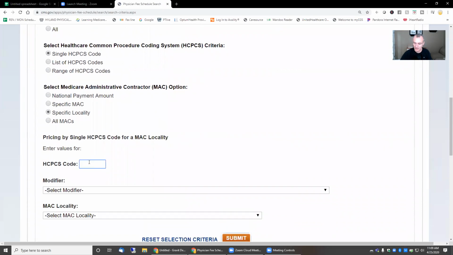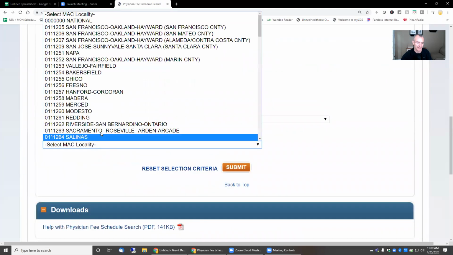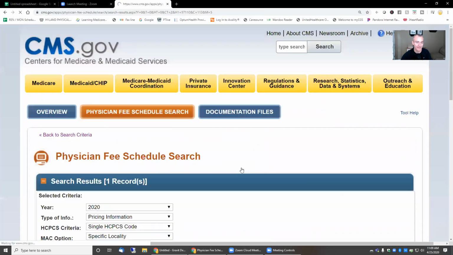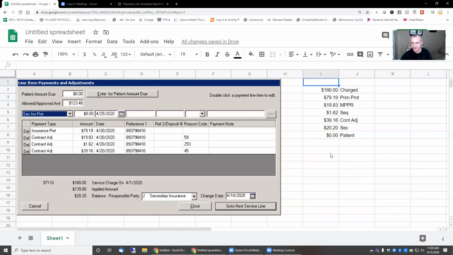We're using just one code. We always choose all modifiers. Whoops. And I am choosing Ohio, not Kentucky. All right. And so the allowed amount is 30.21. So let's jump back over here. I'm going to come down. I'll put it here. 30.21 allowed. We're going to do 97110 times 4 just to indicate there's 4 units we bill. So I'll put that right up here.